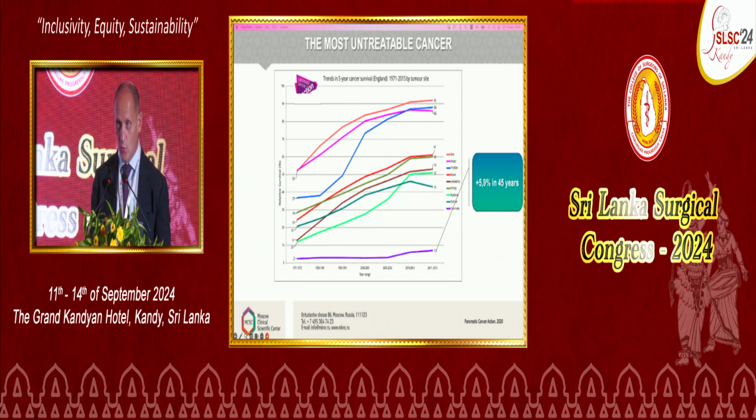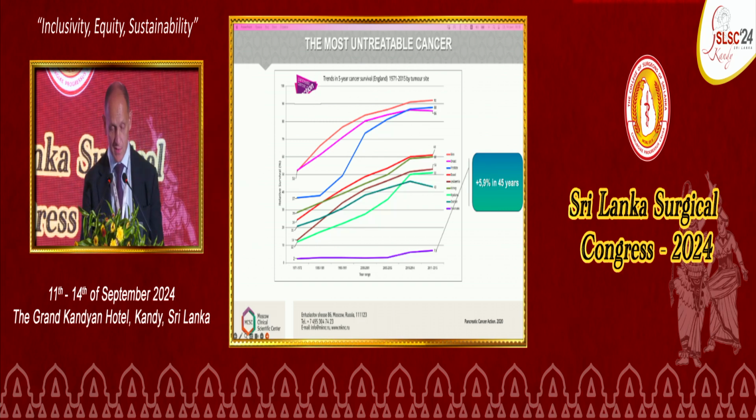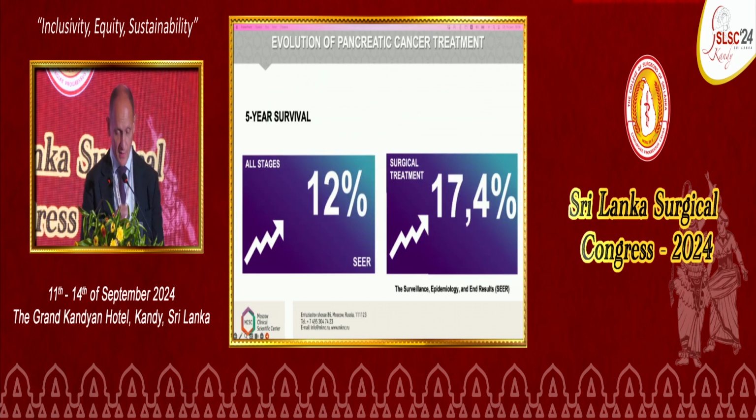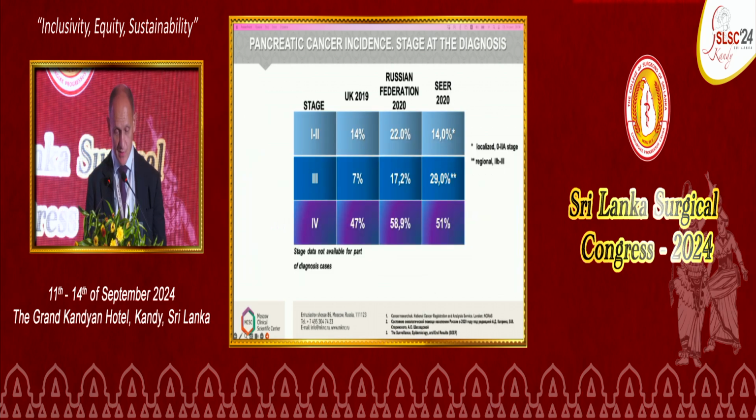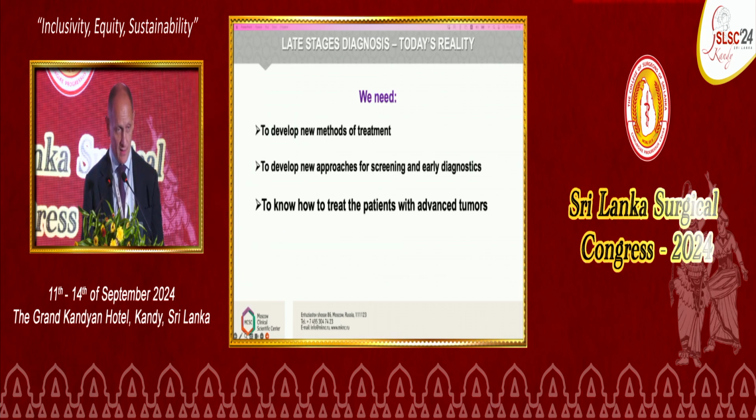You see how low the progress in long-term survival in pancreatic cancer is compared with other types of cancer. According to SEER data, the 5-year survival for all stages is only 12%, and I would like to draw your attention that if the patient is suitable for surgery, the survival increases up to 17%. The main reason is late diagnosis, and in these circumstances, we should know how to treat these patients with advanced tumors.